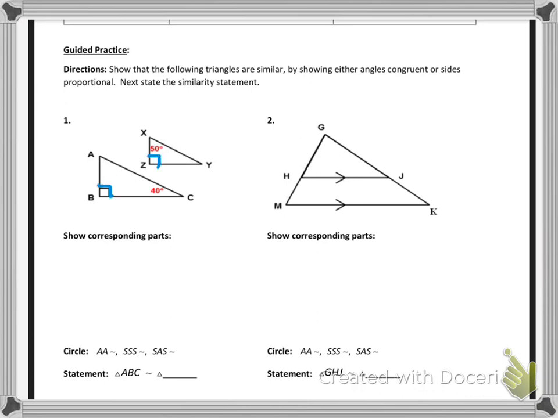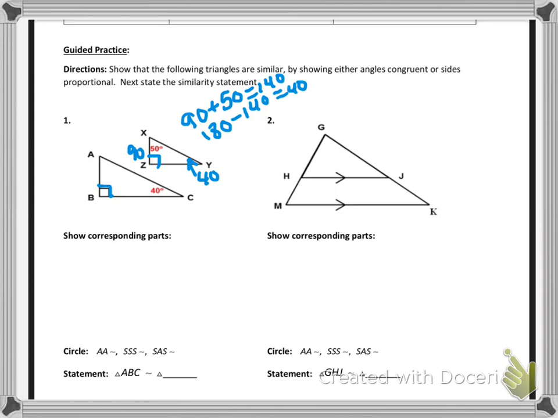have a single angle. 40 isn't the same as 50, so I can't say angle, angle off the bat. However, I know that all the angles in a triangle have to add up to 180, and this right angle is 90. So if I have 90, let's look at the smaller triangle. If I have 90 plus 50, that's 140. And 180 minus 140 equals 40. So this angle right here has to equal 40.